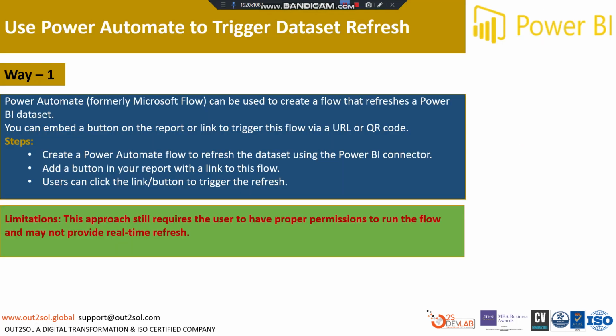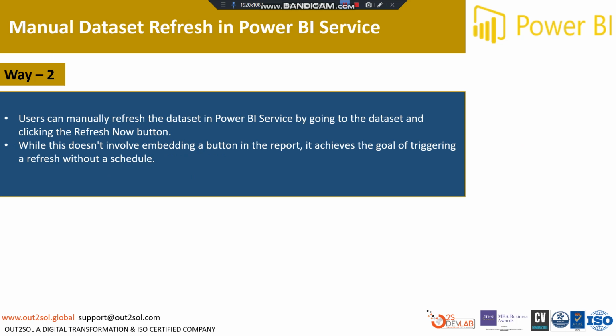The first way is to use Power Automate to trigger your dataset refresh. The steps are: first, you have to create the Power Automate flow to refresh the dataset using the Power BI connector. Then add a button in your report. Then the user can click the button to trigger the refresh. But there is a limitation: this approach still requires the users to have proper permission to run the flow.